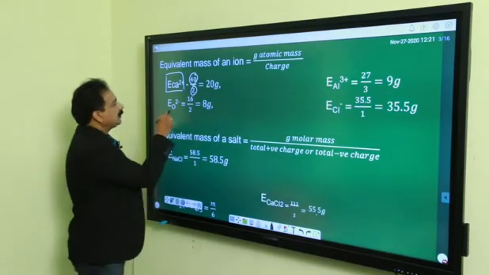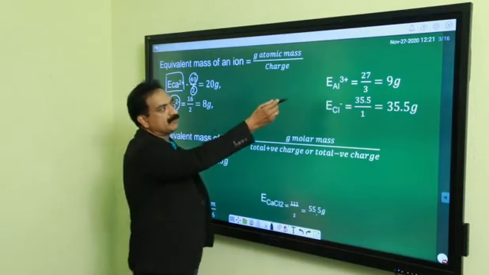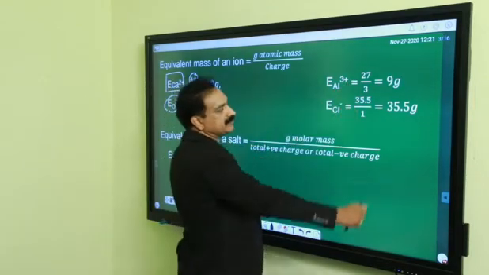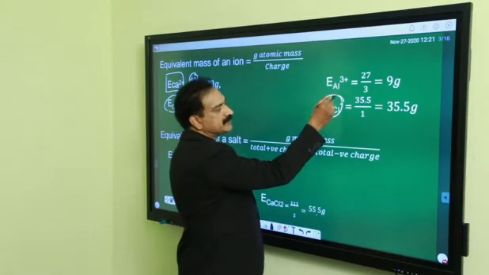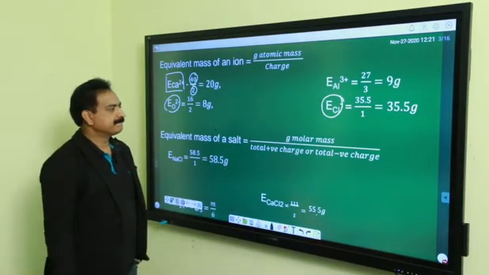Alright. Equivalent mass of oxide ion is 16 by 2. Equivalent mass of aluminium 3 positive is 27 by 3. Equivalent mass of Cl negative is 35.5 divided by 1, like that.